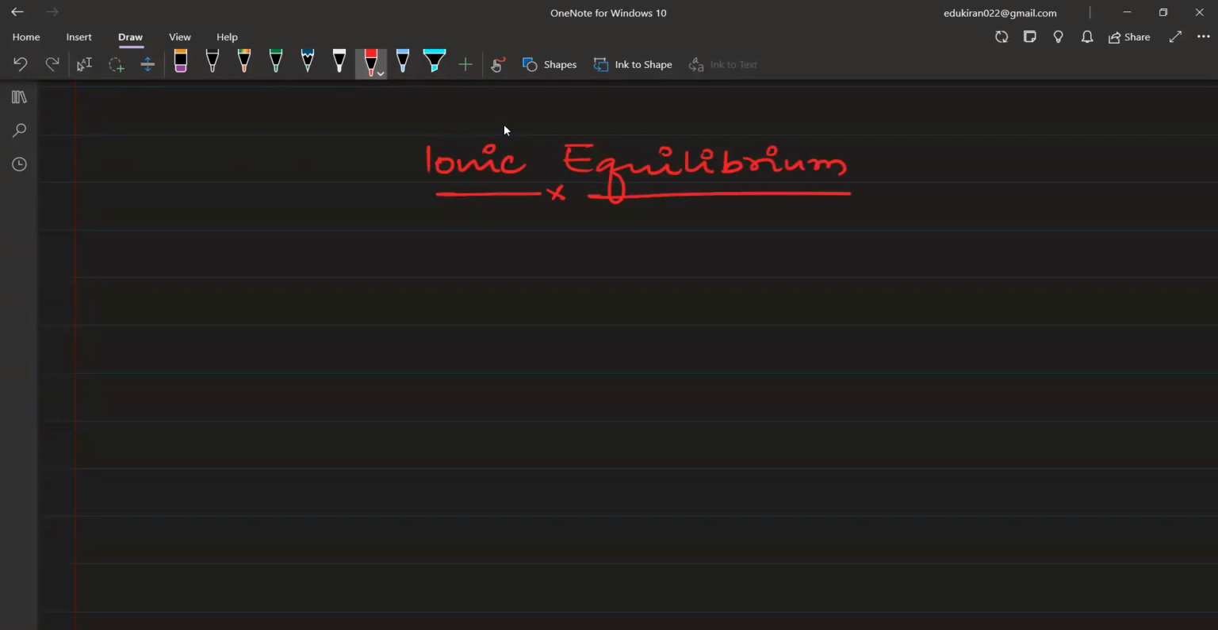Ionic equilibrium. Now, in ionic equilibrium, we are going to talk about ions, right? And where do ions come from? Ions come from electrolytes. What are electrolytes? Electrolytes are those substances that conduct electricity in molten state or aqueous state. Those things are known as electrolytes.